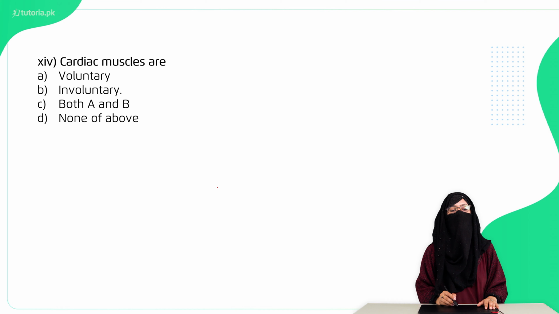Question 15 है, the cardiac muscles are option A voluntary, option B involuntary, option C both A and B, option D none of the above. The right option है option B involuntary.